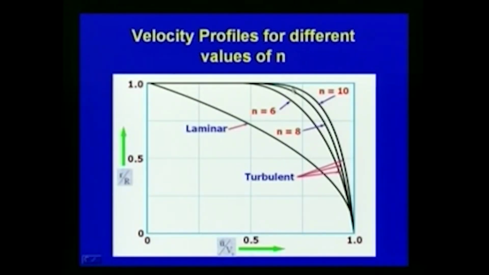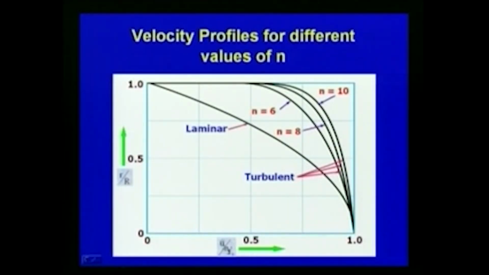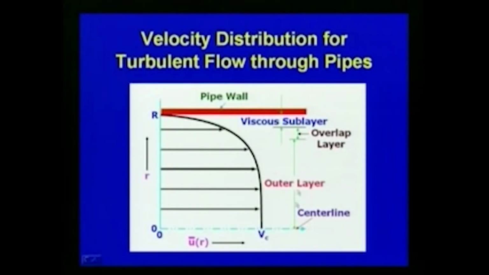With respect to various values of the exponent n, if we plot the velocity profile with r by R on the y axis and u bar by Vc on the x axis, where u bar is the mean velocity and Vc is the center line velocity, you can see the curves for various values of n. This is the laminar range, and for the turbulent range, for n equal to 6, n equal to 8, n equal to 10 and so on, we can plot the velocity ratio with respect to r by R, as shown in this figure.